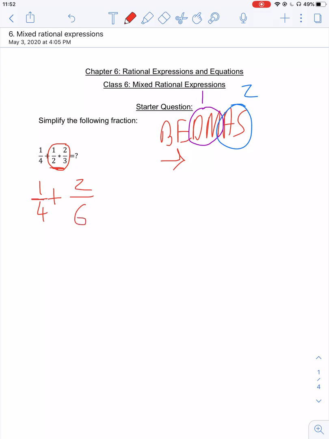Now this looks much better. This looks like what we did in yesterday's class, Class 5. So how do you add two fractions? The method that I showed you is you have to factor the denominator. So 4 is just 2 times 2 because 4 is not prime, and 6 is not prime either, so 6 is 2 times 3.